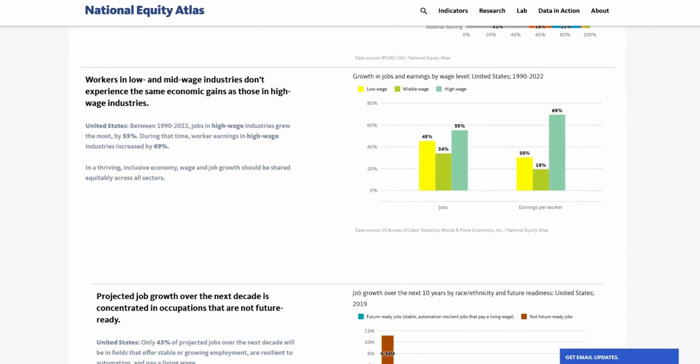The next indicator shows the growth in jobs and earnings by the wage level of industries. Over the past 30 years, earnings and jobs have grown the most in high-wage industries, while middle-wage industries' earnings and jobs have increased the least. This further divides the economic security of workers based on the jobs they hold. In an equitable economy, all sectors and jobs would benefit from economic growth.